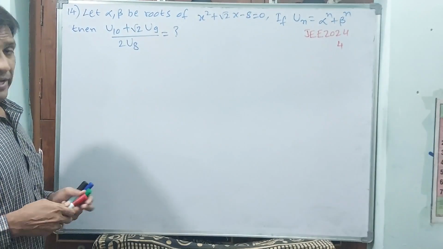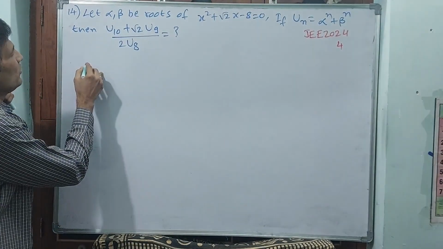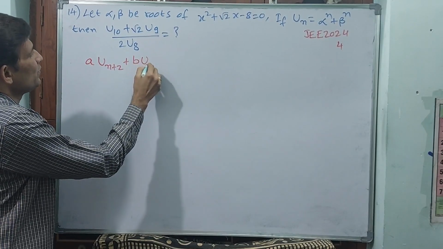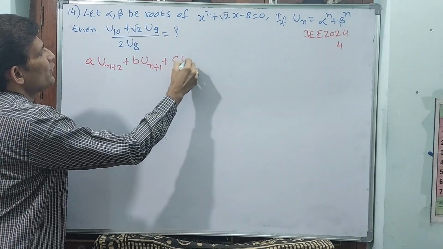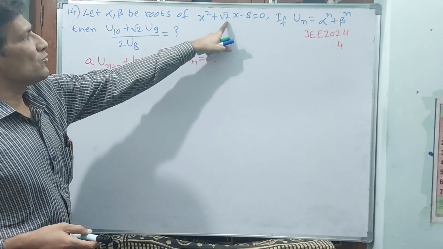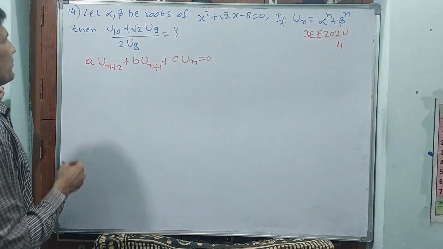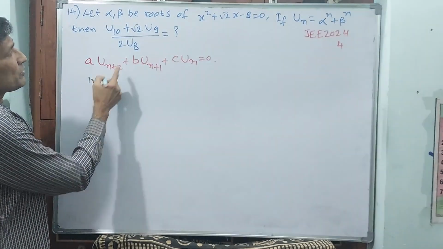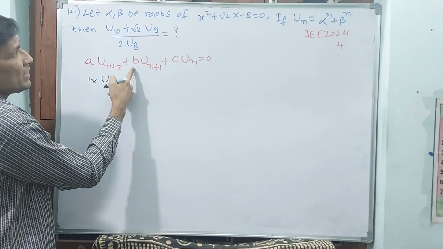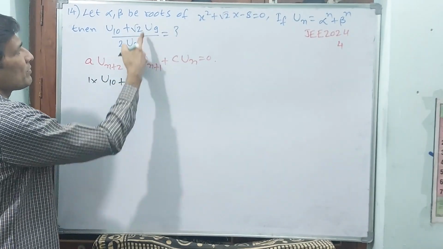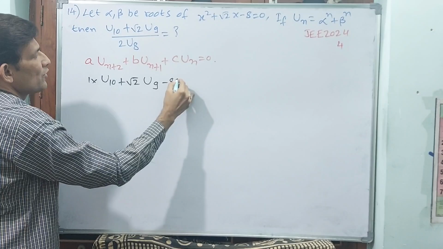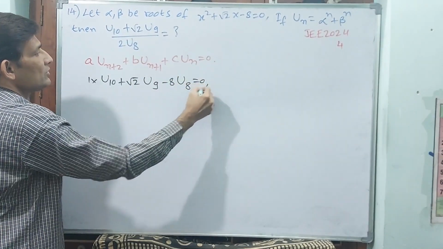Newton's formula, once again I will write, already I have told in the last class I think. Okay, Newton's formula: a u_(n+2) plus b u_(n+1) plus c u_n is equal to 0. Accordingly a means 1, b means root 2, c means minus 8. Let us substitute. A means 1 into u_(n+2), and u_(n+2) means u10. B is root 2, so plus root 2 u_(n+1), u9. C is minus 8, minus 8 u_n, u_n means u8, is equal to 0.